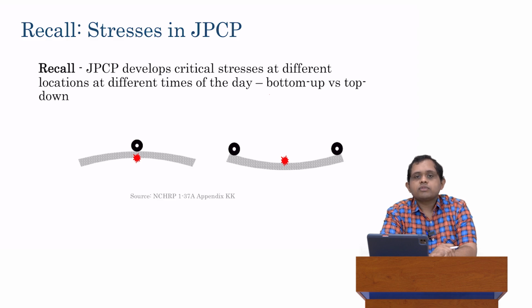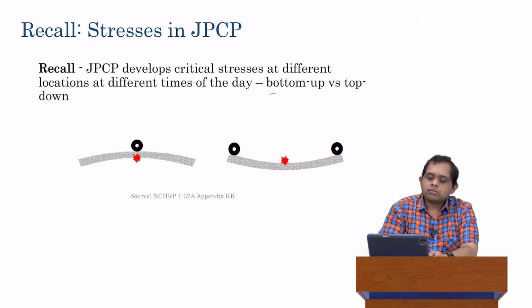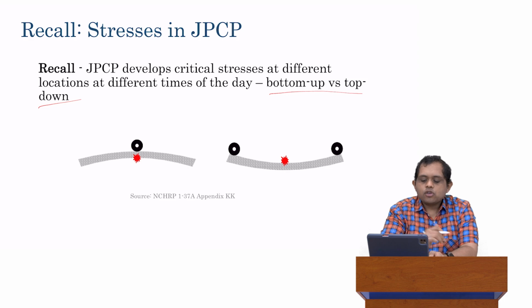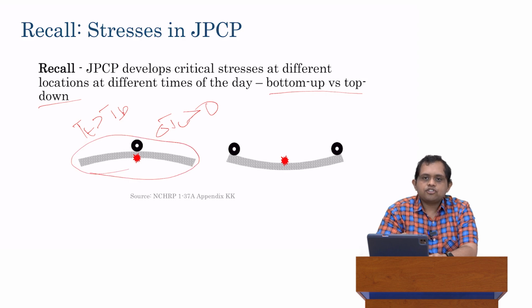There are two effects we are concerned with, which we call bottom-up cracking and top-down cracking. When this delta TL, the equivalent linear temperature gradient or difference, is greater than 0, that basically means T top is greater than T bottom. Then we get this sort of shape that the pavement tends to take. It doesn't actually take it, but it tends to take this shape.